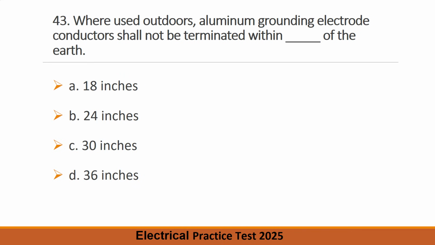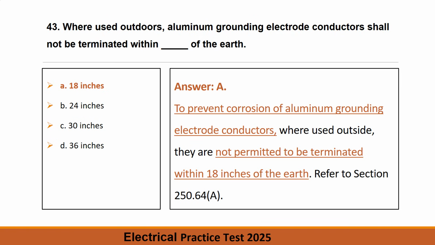43. Where used outdoors, aluminum grounding electrode conductors shall not be terminated within, of the earth. A. 18 inches. B. 24 inches. C. 30 inches. D. 36 inches. Answer, A. To prevent corrosion of aluminum grounding electrode conductors, where used outside, they are not permitted to be terminated within 18 inches of the earth. Refer to section 250.64, A.